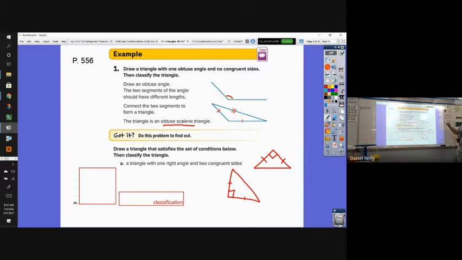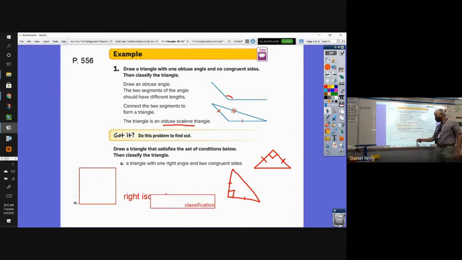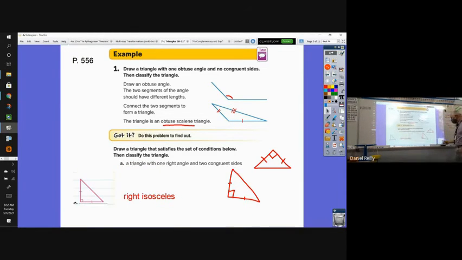What is this triangle? What is the classification of this triangle? Jordan. A right triangle or isosceles. Right and isosceles, not or, it's both. It is a right isosceles triangle. Isosceles because it has two sides the same length. Okay?